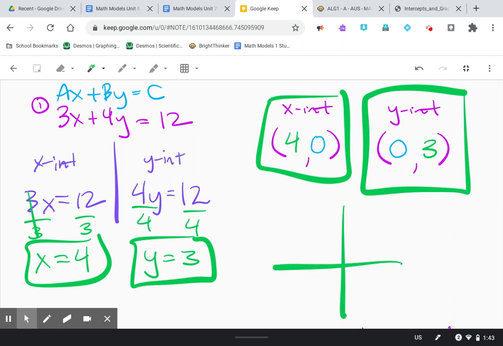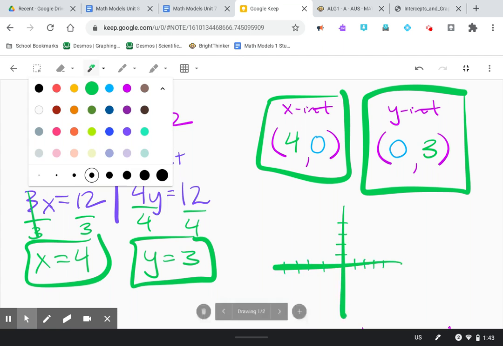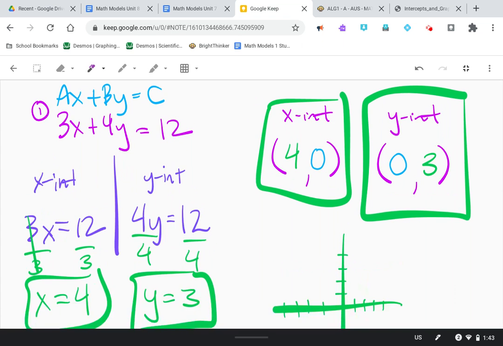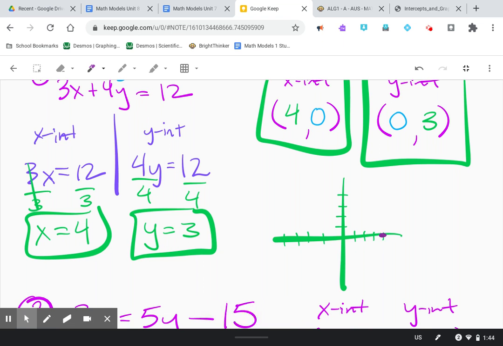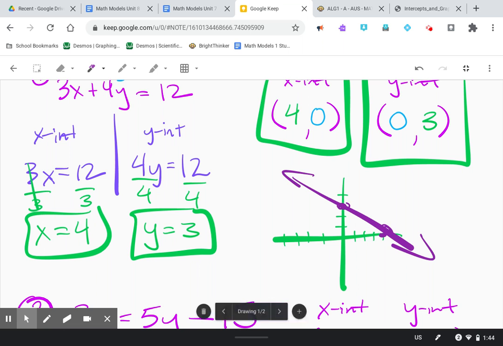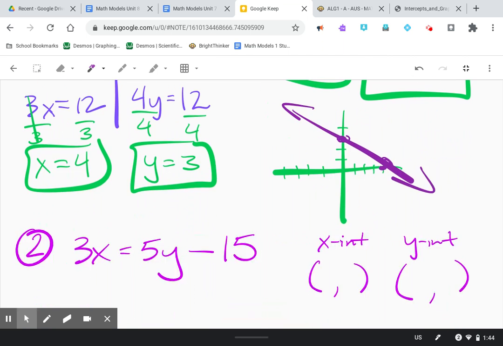And if I were to graph that, I'm not going to get into too much detail about the graphing. But look at this. If I graph these 2 points, x-intercept is 4. The y-intercept is 3. That means this would be the basic graph of that function right there, because the x and y intercepts are 2 points that I can use to graph it.